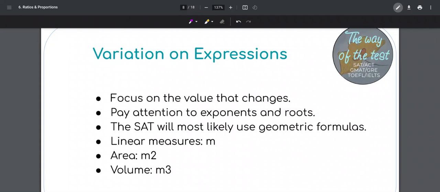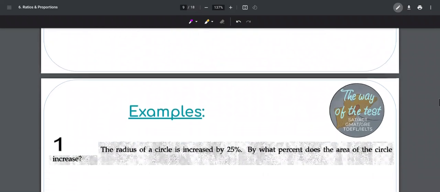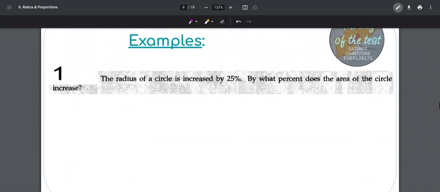Okay. So we're going to focus on the value that changes, pay attention to exponents and roots. I'm going to explain this. They will most likely use geometric formulas. You don't really have to memorize the complicated geometric formulas, but you have to know the basics, like the area of a square, the area of a triangle. And you have to remember that linear measures are meters, areas are meter squared, and volumes are cubic meters. Okay, we are going to do the first example. I want you to pause the video, solve the question, and we're going to check it.